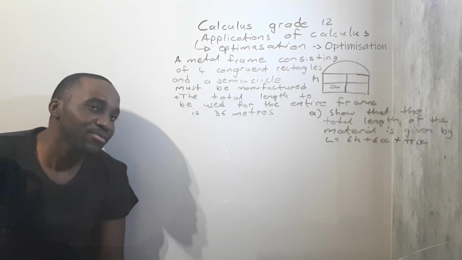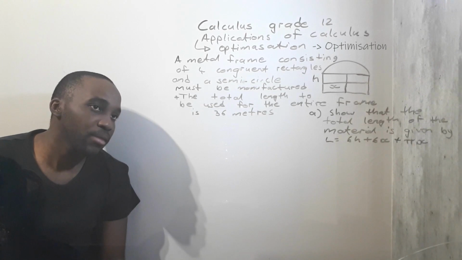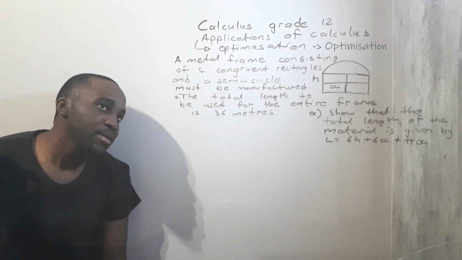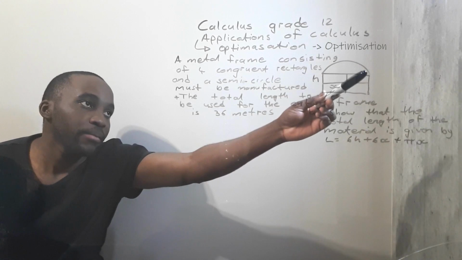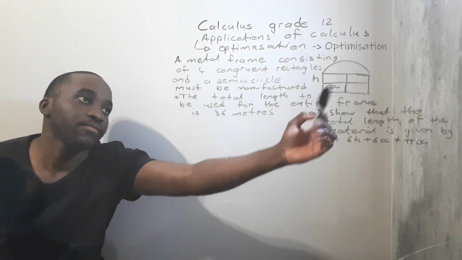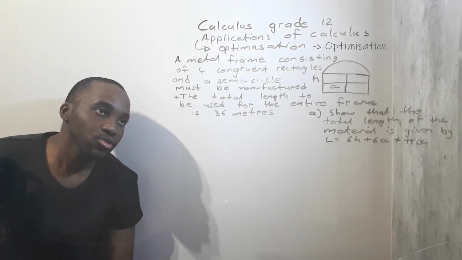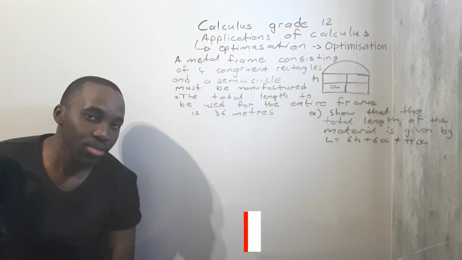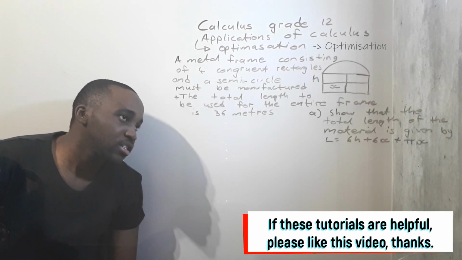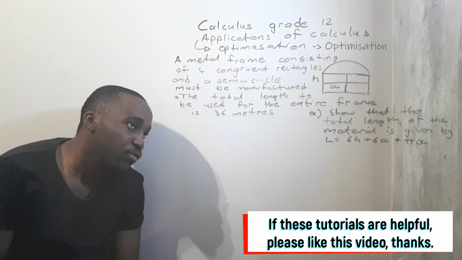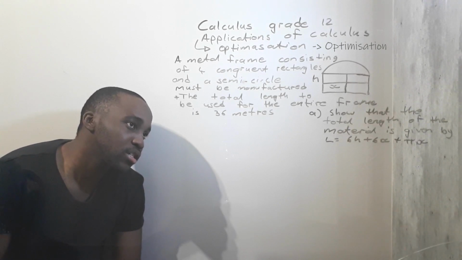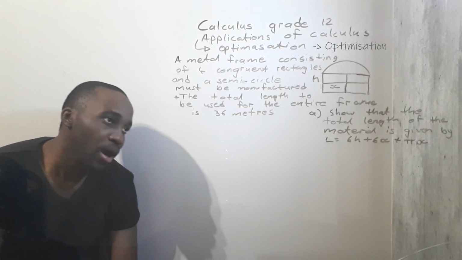So the one other piece of information that they told us is that the total length of the entire frame is 36 meters. So what they mean by that is the semicircle up there and every line here that is making up your 4 rectangles there, all that material should add up to 36 meters in length. So that being said, our first question in an exam could easily be asking us, show that the total length of the material is given by L is equal to 6h plus 6x plus pi x.